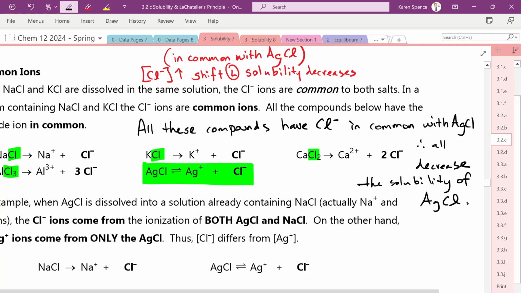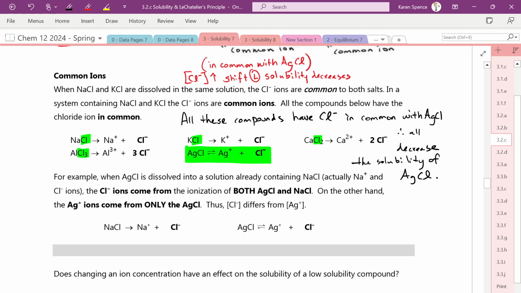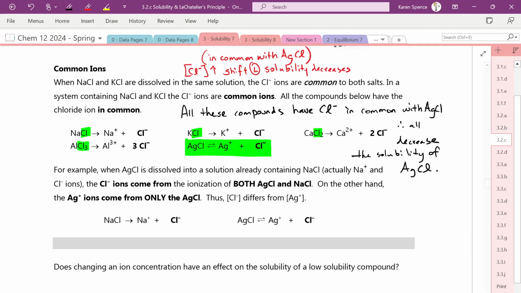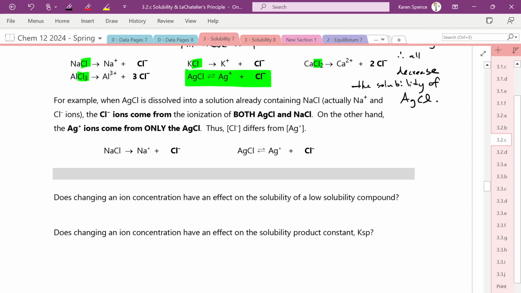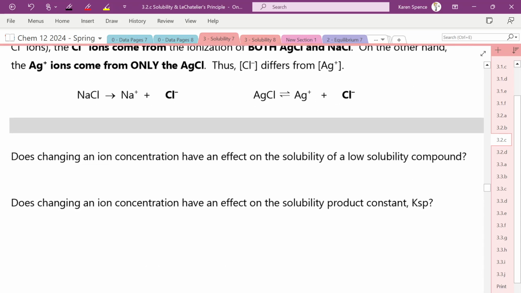Is that good? Okay. Does changing an ion concentration have an effect on the solubility of a low solubility compound?